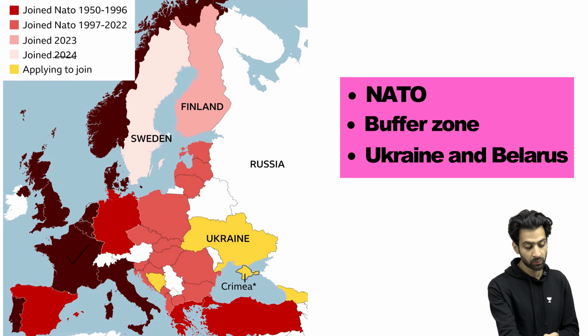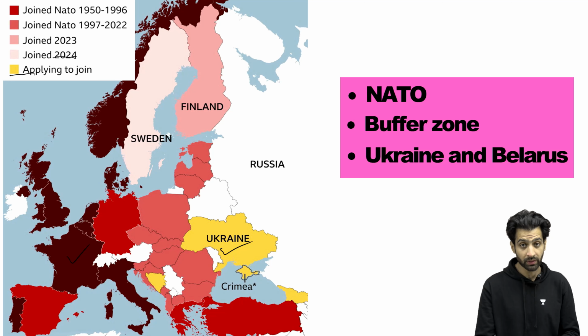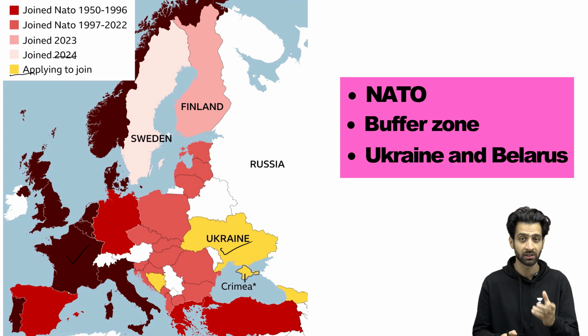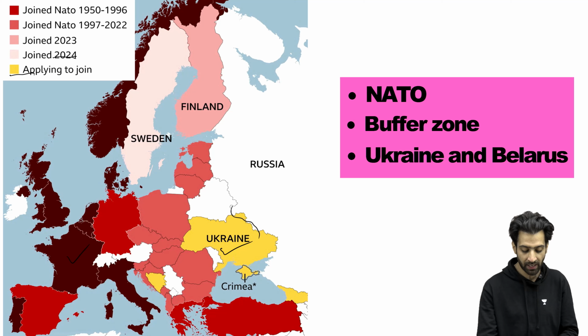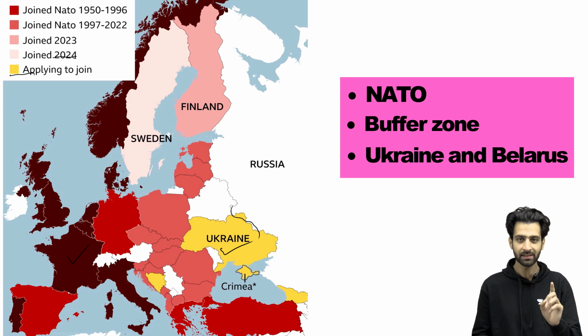You can see, if you look at the color here, yellow means the countries that have applied for joining NATO, and Ukraine is one of them. And Ukraine shares a border with Russia. This became a cause of concern for Russia because they have decided to protect their land borders, and this led to the war between Russia and Ukraine. This is one reason: to defend their land borders.